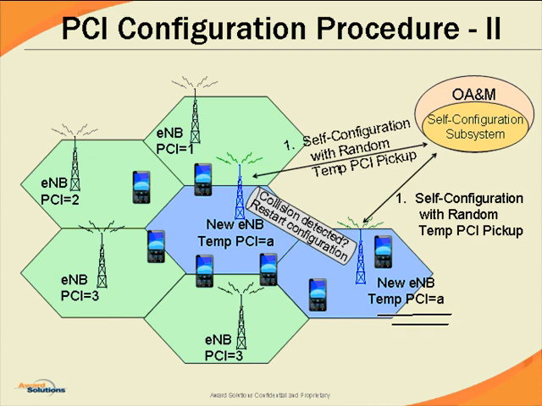And if we find the PCI being used somewhere else, then we will inform the neighbors and we will change the PCI. So part of the SON function would be making sure that we resolve any potential conflicts. And once we change, we will update the OAM system, and we will update the neighbors as well.